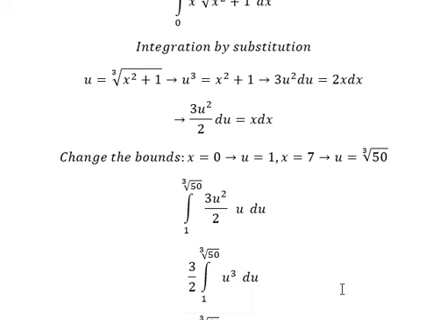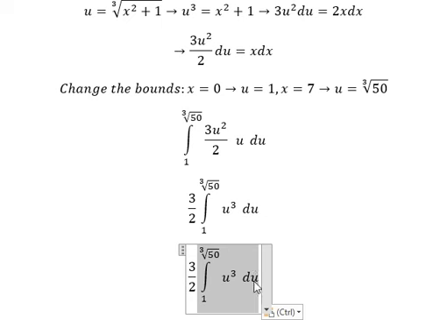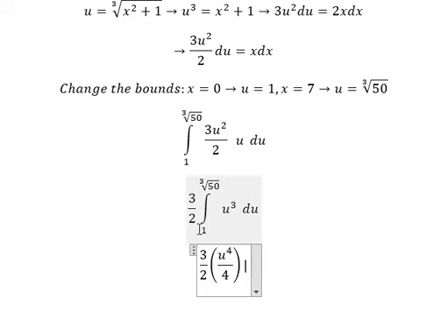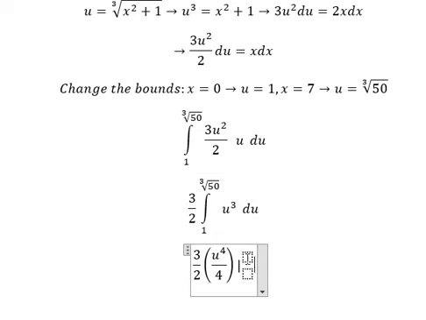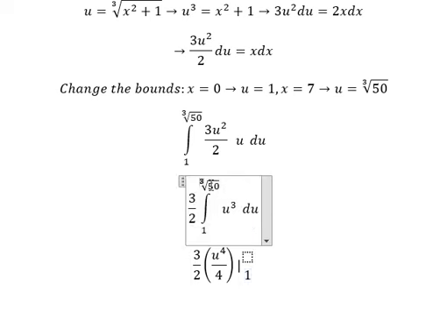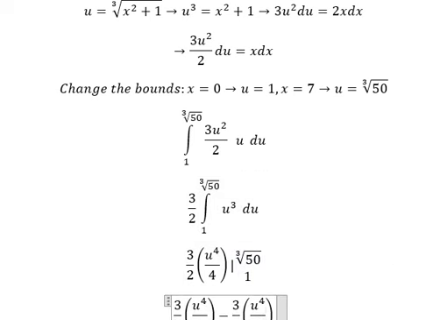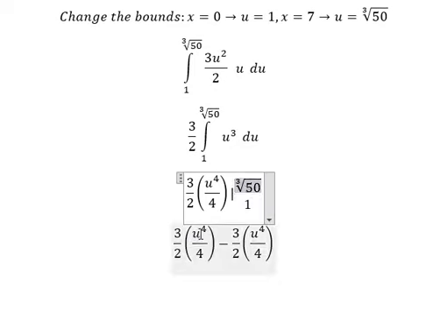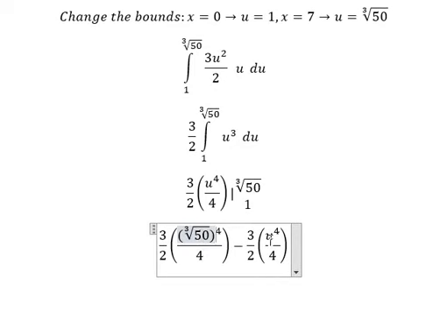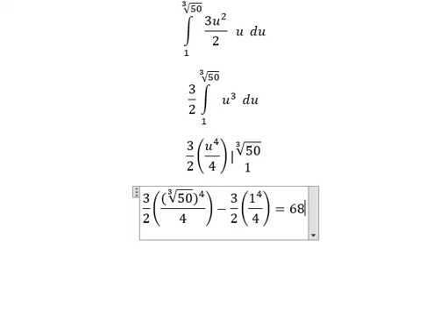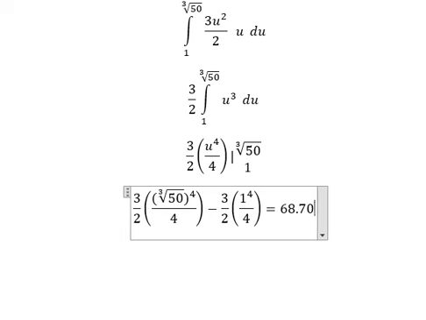The integration of this one is u to the power of 4 over 4. And we put the bounds from number 1 to this one. So I will put this one in here and number 1 in here. So we calculate. So we have 68.7. That is the end.